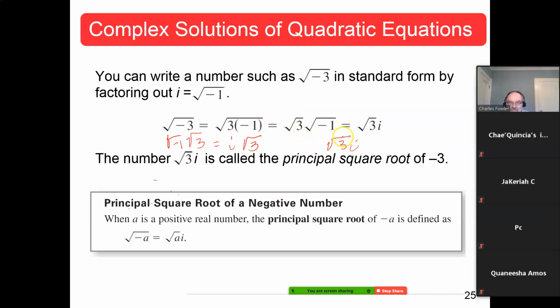Now, another thing you can do is bring down a little vertical line here to indicate that i is outside the square root sign. That's a little awkward too, but it can be done. Now, we call that number the square root of 3i, or i root 3, whichever you want to call it, the principal square root of -3, okay? Just like the square root of 4.